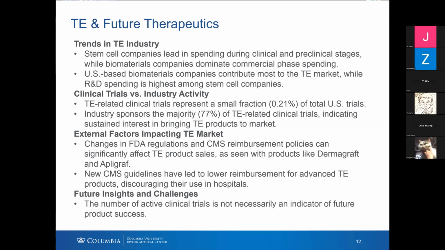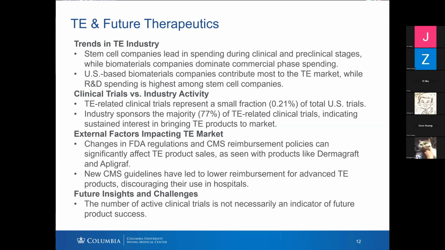However, external factors like FDA regulations and CMS reimbursement policies heavily influence TE product sales. For instance, products like Dermagraft and Apligraf were negatively impacted by new CMS guidelines, which placed them in less favorable reimbursement categories, discouraging their use despite their advanced technology. We're not exactly sure why that happens, why the FDA and the insurance industry have really worked against tissue engineering based therapies.